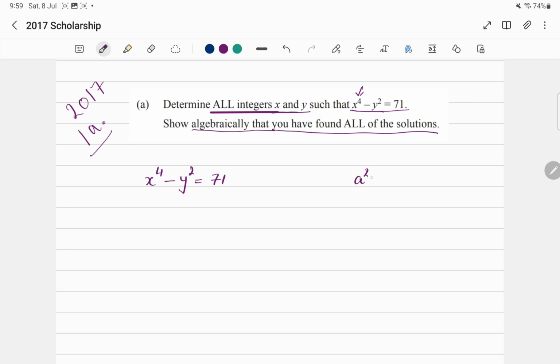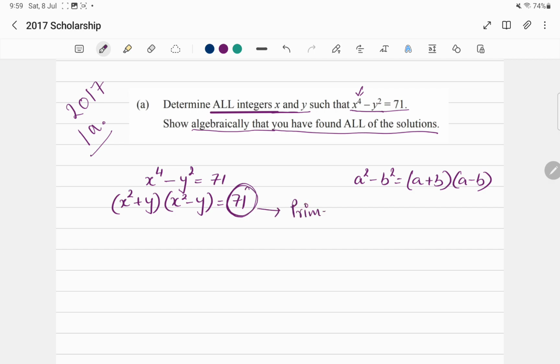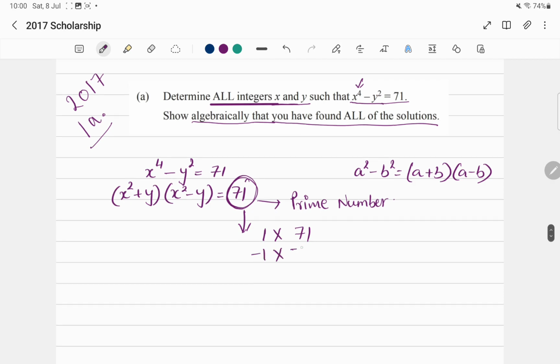When I look at it, it's similar to a squared minus b squared, which equals (a plus b)(a minus b). So this gives us (x squared plus y)(x squared minus y) equals 71. We know that 71 is a prime number, so there are only two possible factorizations, 1 times 71 or minus 1 times minus 71.